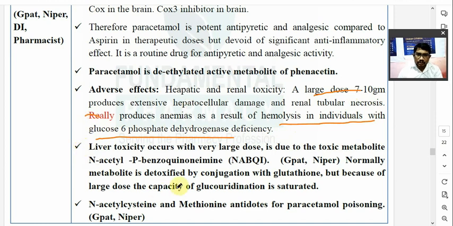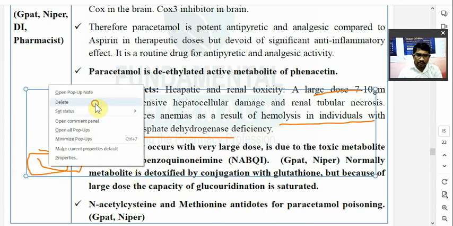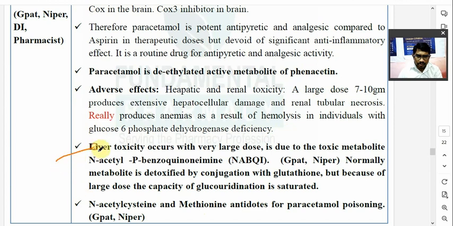Now liver toxicity, why is it liver toxic? इसके ऊपर 2-3 बार क्वेश्चन आ चुका है previously गेट में GPAT. Liver toxicity occurs when a large dose of paracetamol is taken. That is, it is toxic due to its metabolite. There is a generation of a toxic metabolite. Name of metabolite याद रखो, क्वेश्चन इसके ऊपर 2 बार आ चुका है.